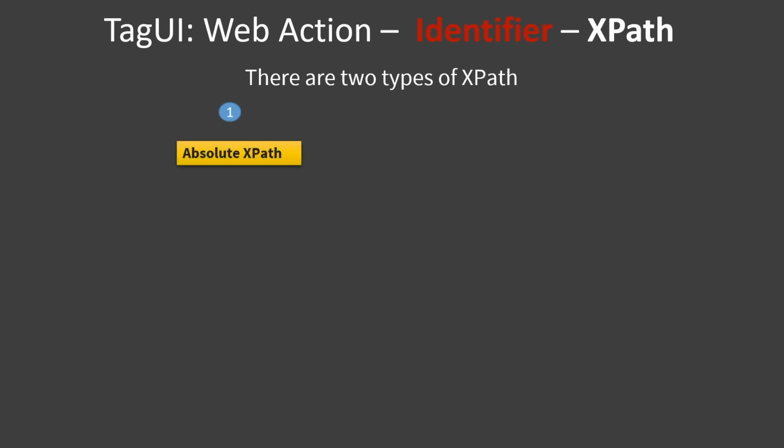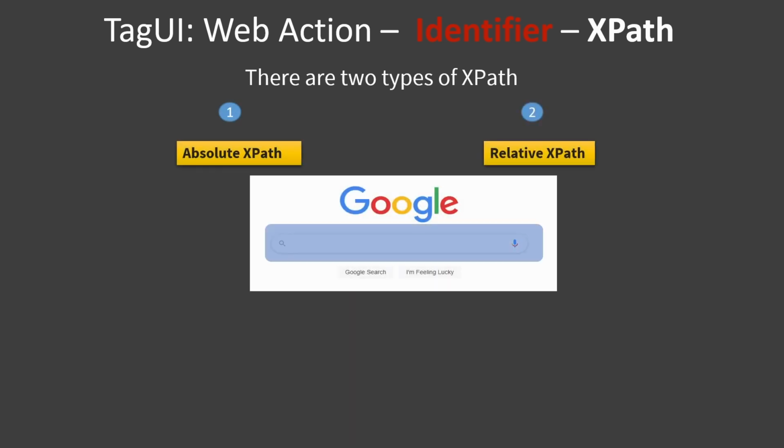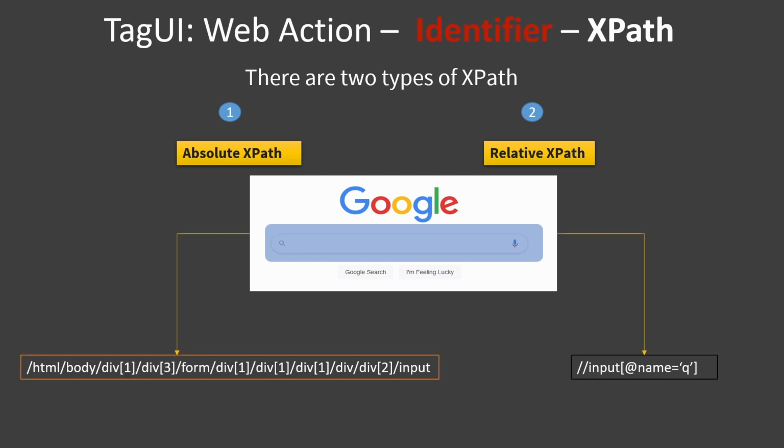So let's see a little bit more detail. XPath is of two types, absolute XPath as well as relative XPath. So consider I have a Google page, and if you are trying to select a search box, you can provide the entire structure where this input box is available: HTML/body, div1, div3, form, div1/all. It's a complete path. This is called an absolute path, which is the full detailed path.